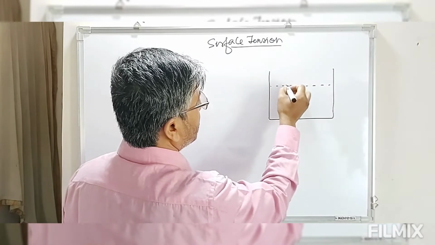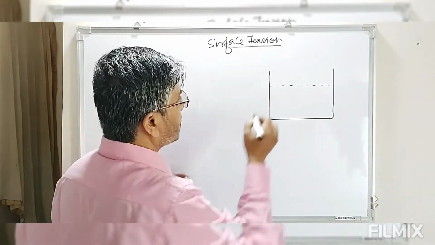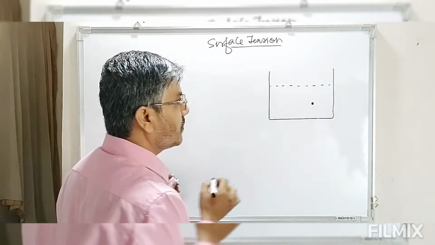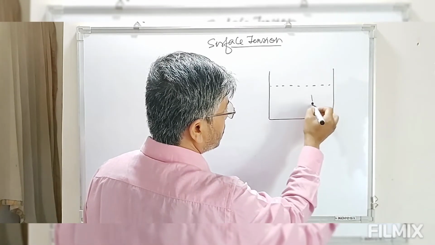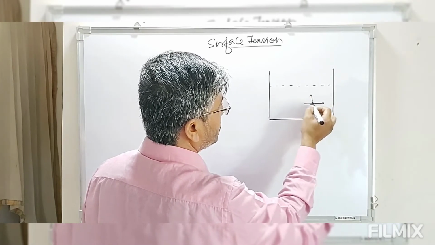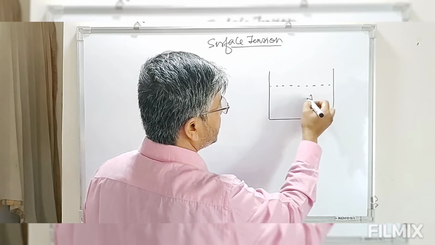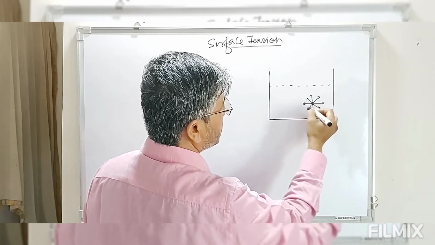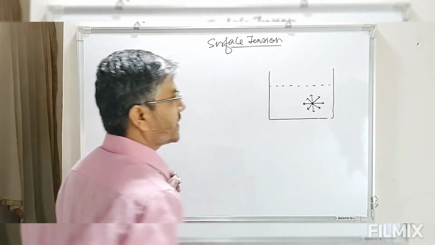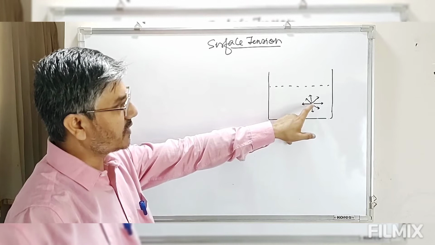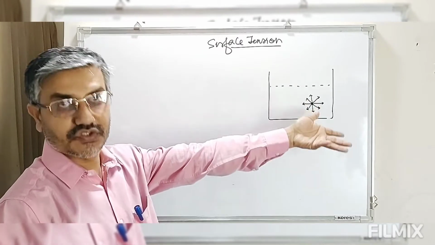Now let's take a particular molecule of the liquid present in the bulk. This molecule inside the bulk has molecules in all possible directions. The net force experienced by this molecule is 0, because it has molecules in all possible directions. So the molecule present in the bulk will have net force 0.